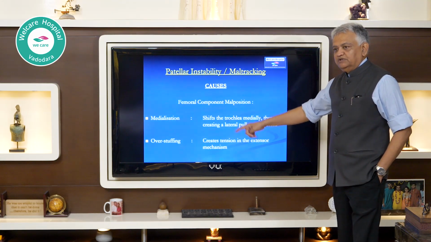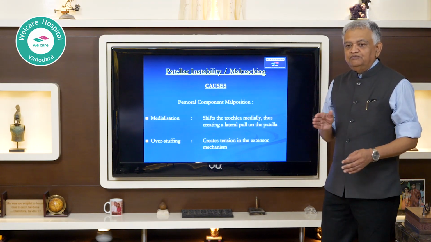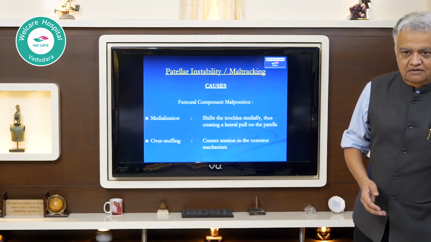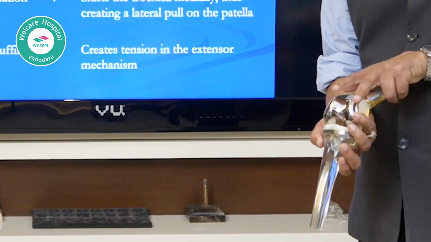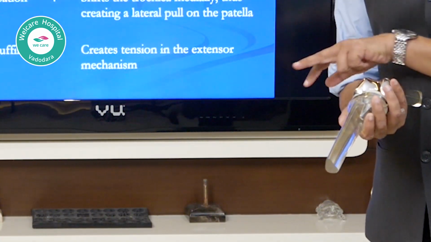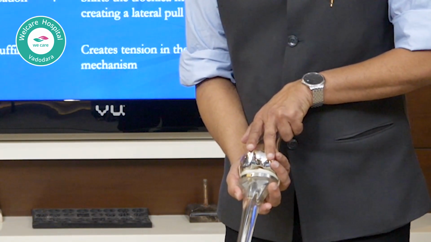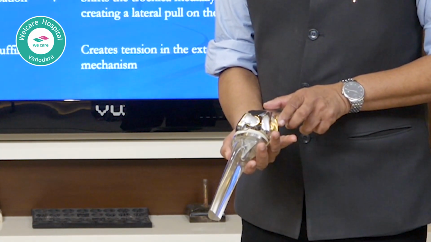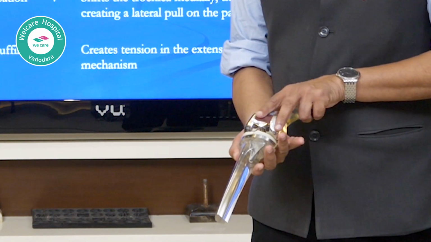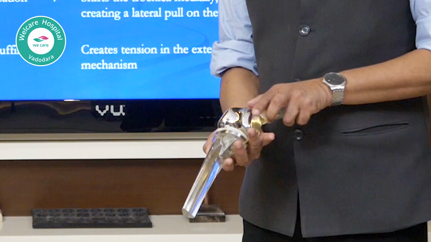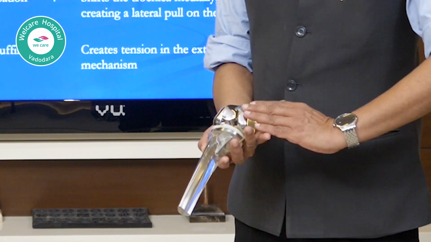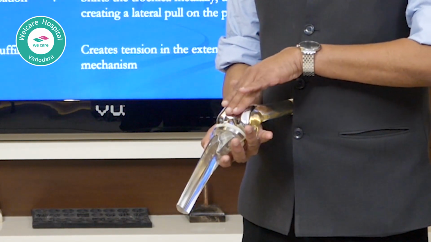Medialization, again continuing with the femoral component. If you medialize your placement like this, I have decided this is the medial side. So if I medialize it too much like this, then once again the patella will be sliding here and there will be tightness in the lateral retinaculum.